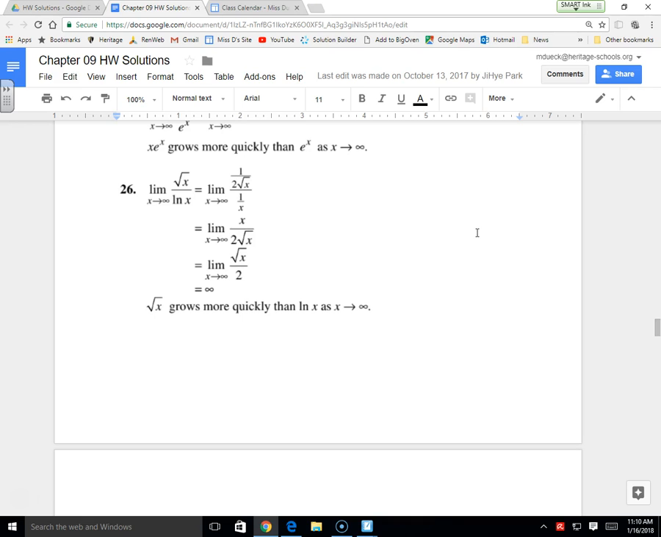When you say plug in infinity, you're talking about like looking at the graph, right? Looking at the graph or approaching infinity. So in my mind, for these two, I was picturing the graph and I was going to the right.